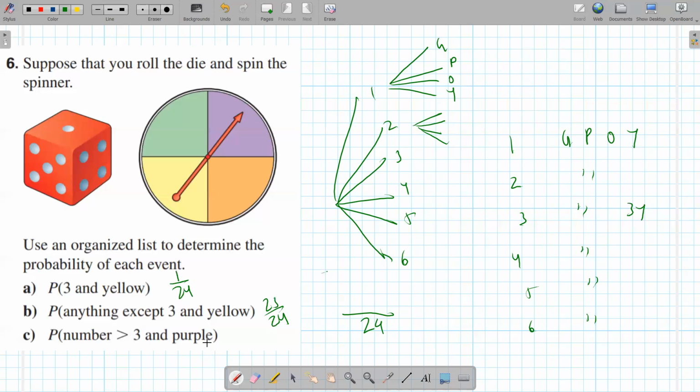Part C is saying a number that's greater than 3. So we ignore all of this. 4, 5, 6, and purple. So we want 4 purple, 5 purple, and 6 purple.